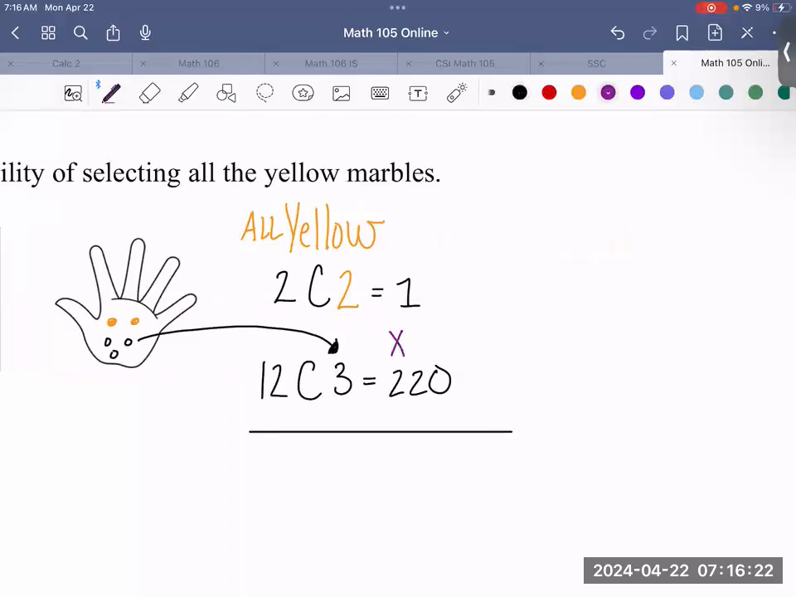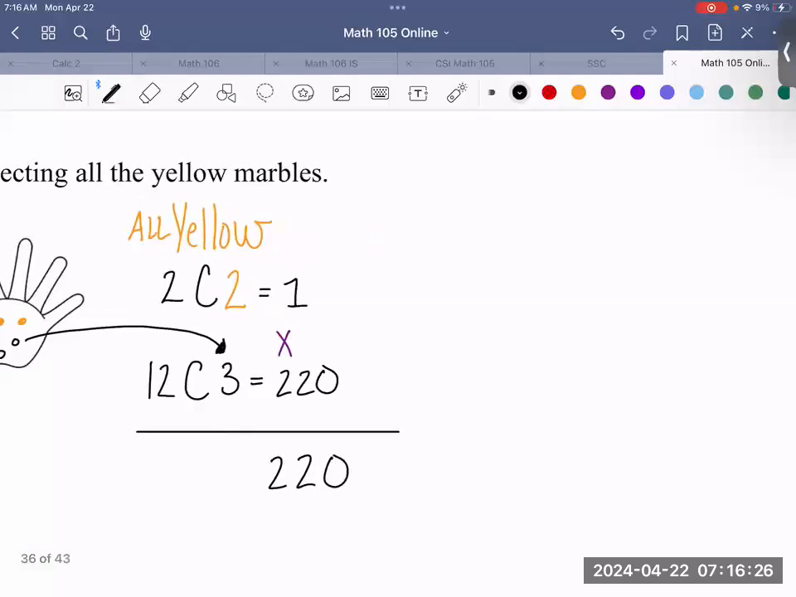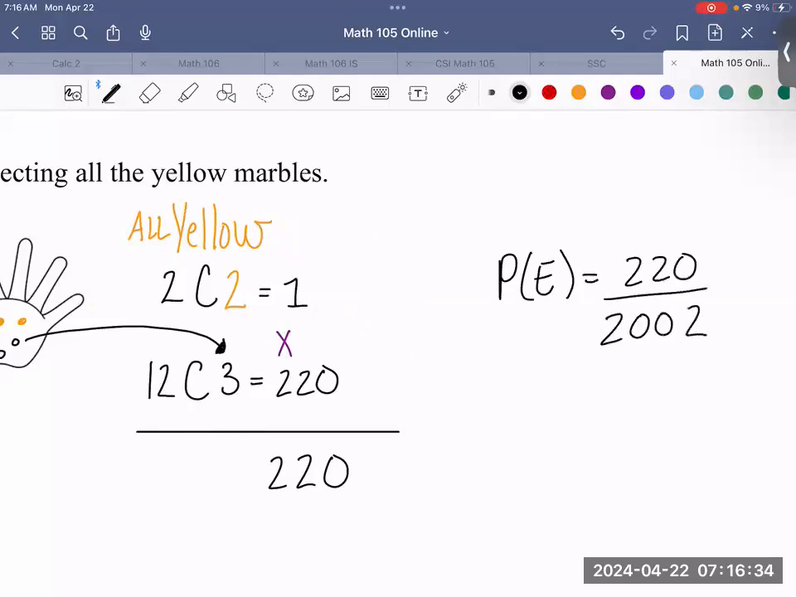So we're going to multiply, get 220. Now this is our event. So the probability of this happening is 220 over 2002.